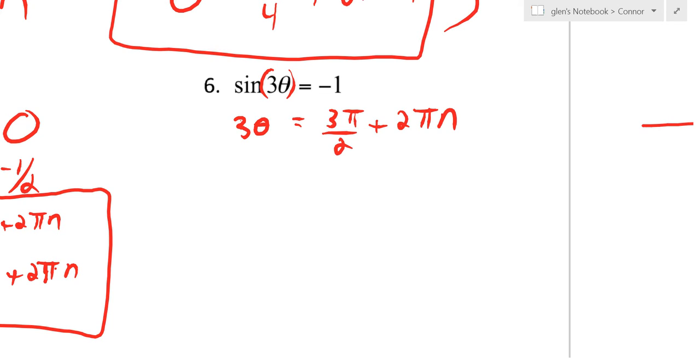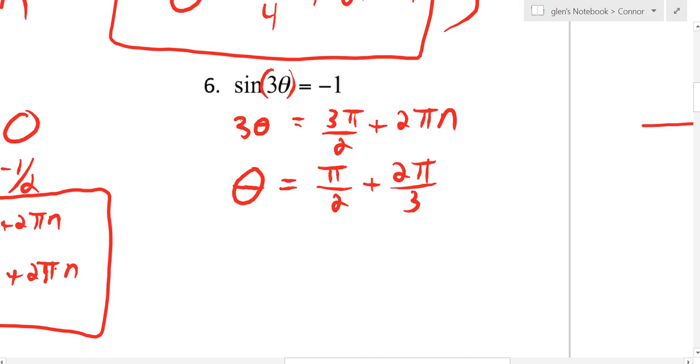Yep. Okay, are we okay with this? 3 theta has to equal this thing. And so we didn't do anything different. We just left the 3 theta alone. But now to solve for theta, now you divide by 3. So you don't do anything to what's inside the trig function until the trig function's gone. So we do everything the same and then get rid of the 3. So we're going to divide everything by 3, and that gives us pi over 2 plus 2 pi n over 3, or 2 pi over 3n, same thing.